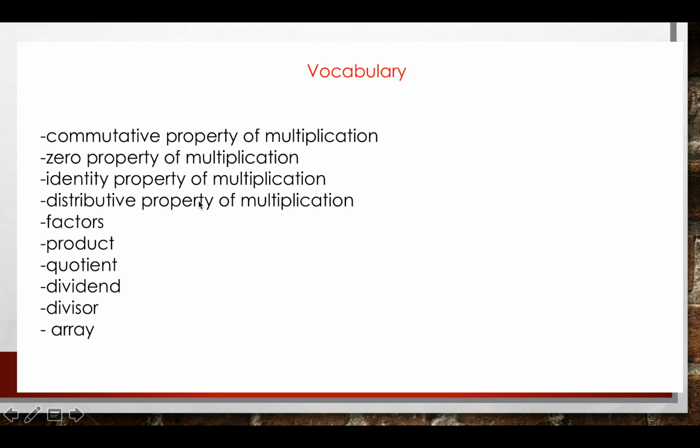The distributive property, of course, that's when we decompose one of the factors, and then we're going to take the other factor and distribute it to each one of those other factors that we split apart. Your factors are your numbers that you're multiplying together. Your product, that's your answer to your multiplication problem. The quotient, that is your answer to your division problem. Your dividend is your whole amount of your total. Your divisor is the number of groups that you're dividing it into equally. And then your array, you have an equal number of columns and also rows.